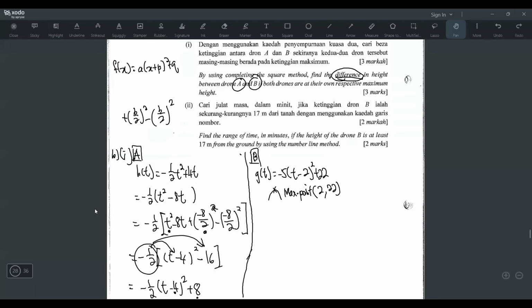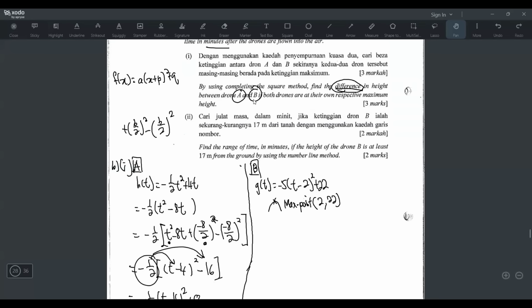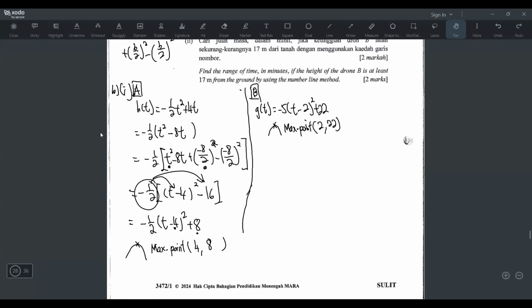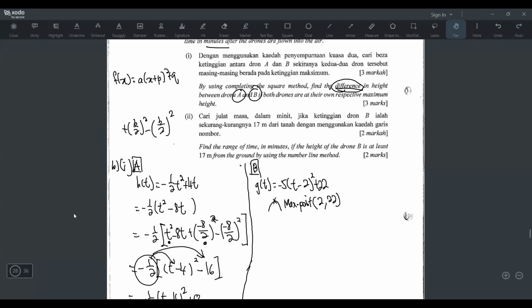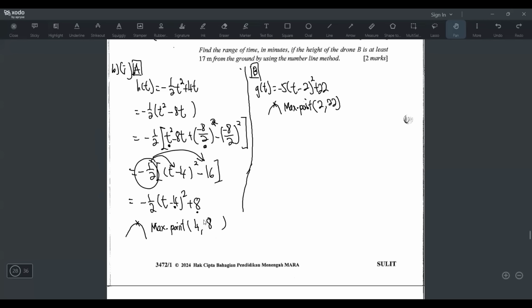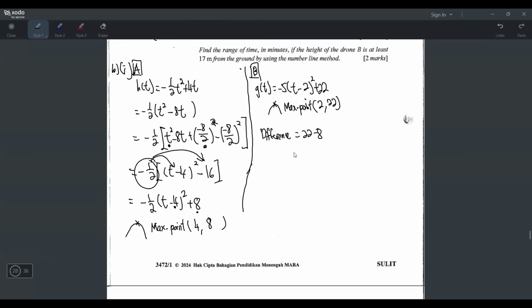But I told you already, they want the difference in height between drone A and drone B. So we will only focus on the y coordinate. So it means they want the height. Height is the y coordinate, the vertical distance, 8. Okay, so the difference will be what? The y coordinate is 22, the other y coordinate is 8, so 22 minus 8, the difference is 14 meters, right?